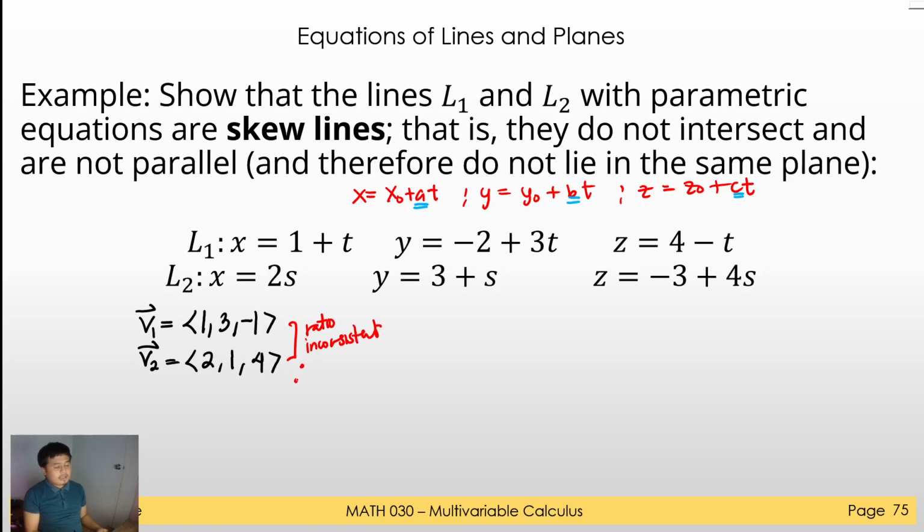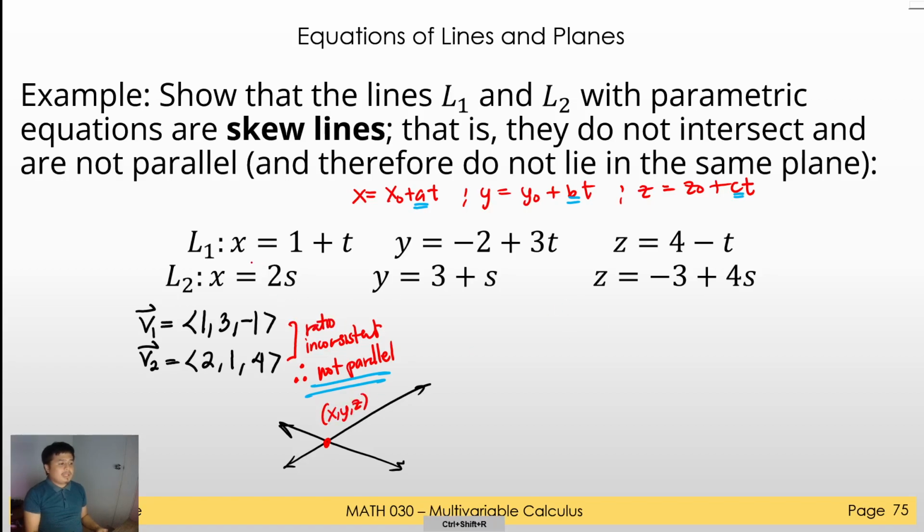Therefore, they are parallel or not parallel. Okay, so we already resolved the not parallel. We want to now find the intersections, if they have an intersection or not. So to find the intersection of two lines, you can imagine you have two lines here. If they have an intersection, then their point of intersection should be equal to each other.